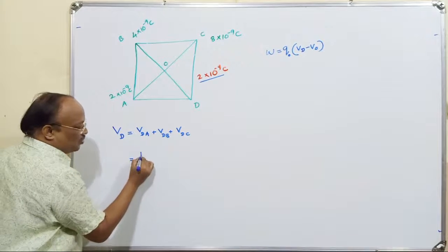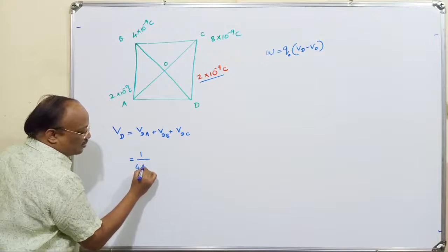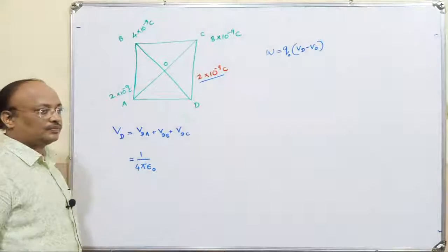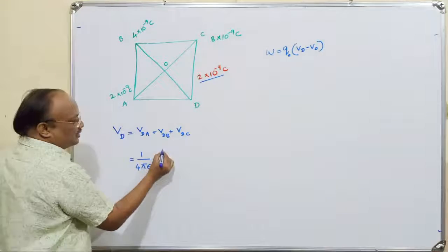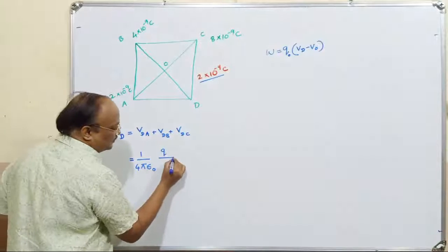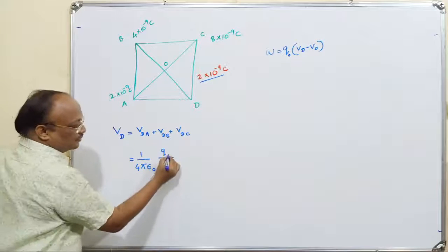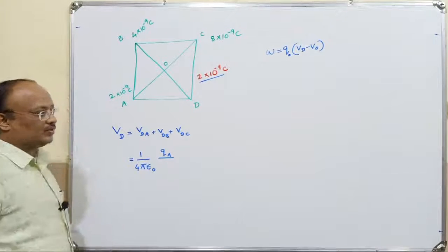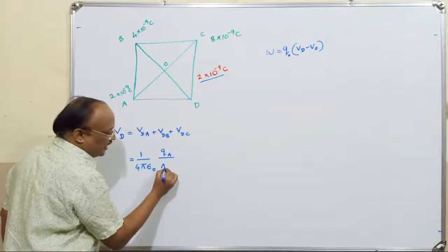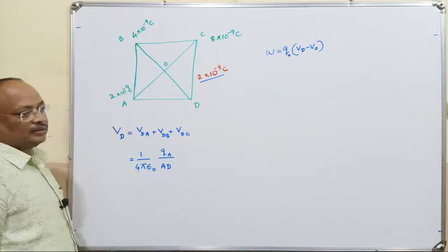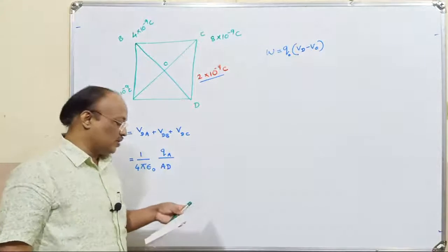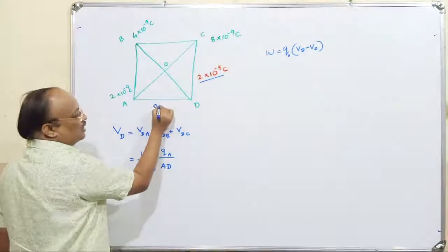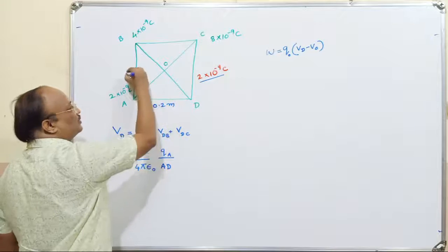So this is equal to 1 by 4 pi epsilon naught, times the charge on A. How far is it? This distance AD. These values are already given. This value they have given as 0.2 meter. All these are 0.2 meter.